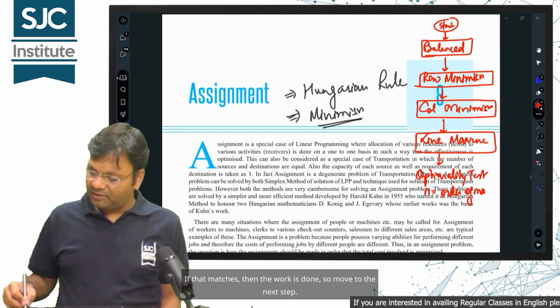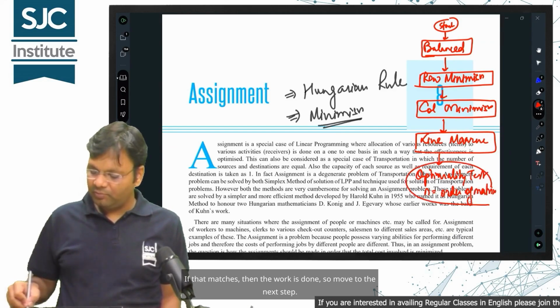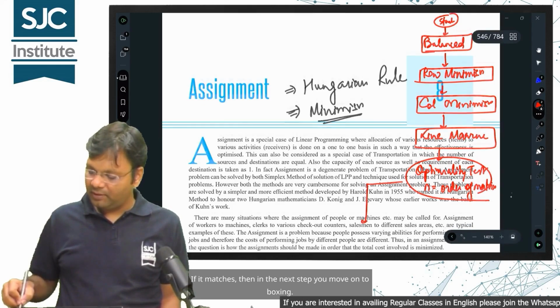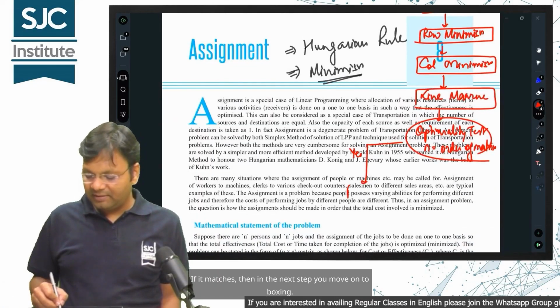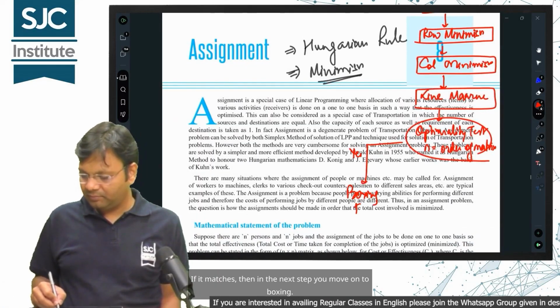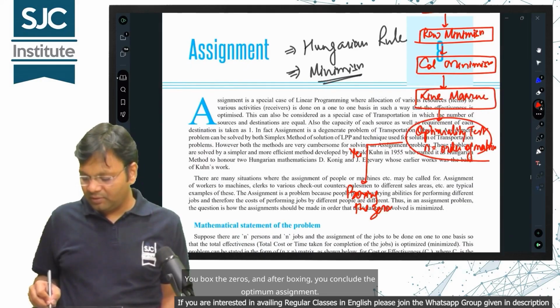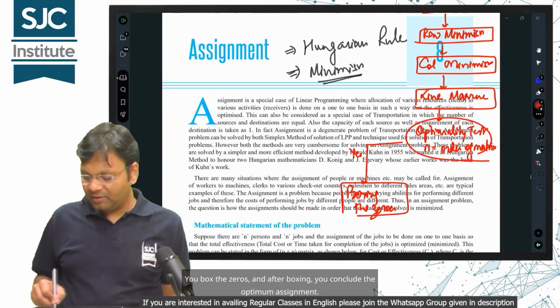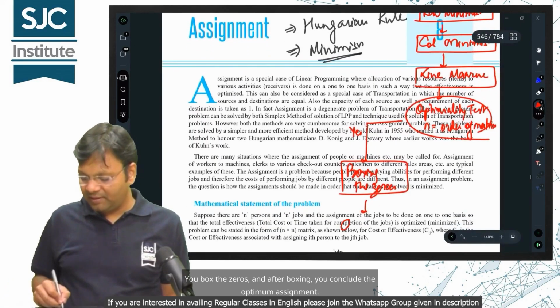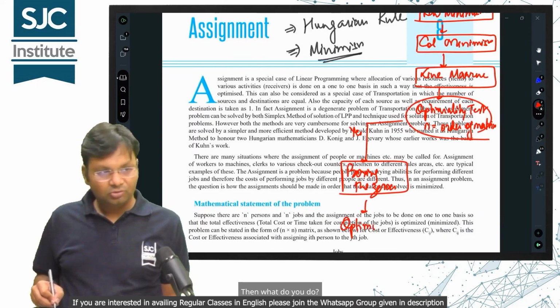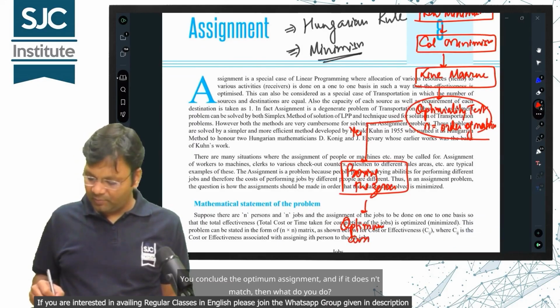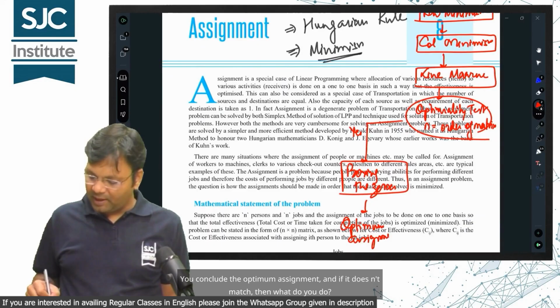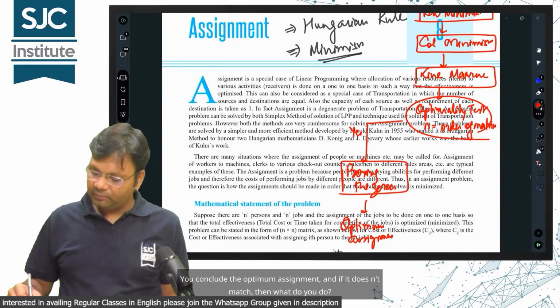If that matches, then the work is done, so move to the next step. If it matches, then in the next step you move on to boxing. You box the zeros, and after boxing, you conclude the optimum assignment. And if it doesn't match, then what do you do?